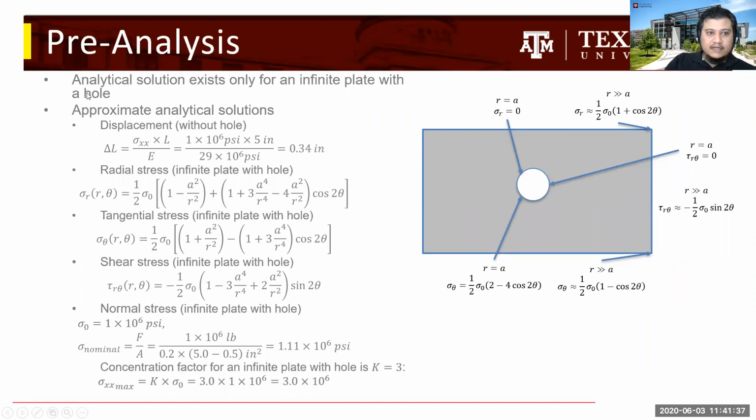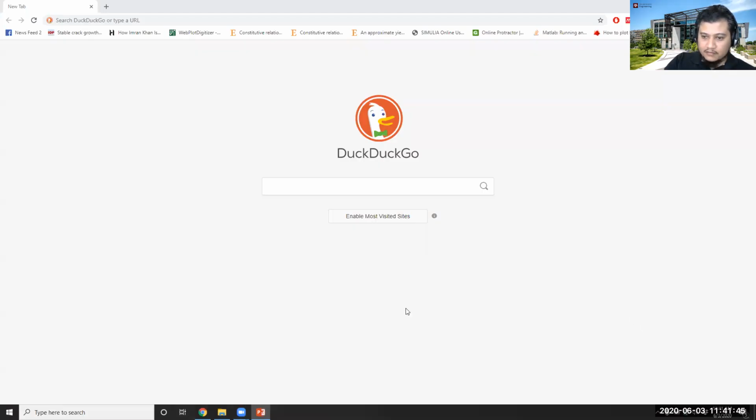So this is what I said, that analytical solution exists only for the infinite plate with a hole. Just give me a second, because I cannot see the chat window, so I'm not sure whether there are any questions. This is the participants window, and here is the chat. All right, this is the chat.